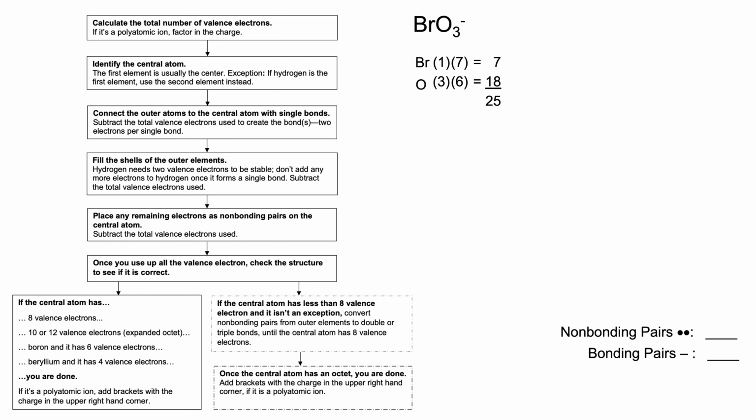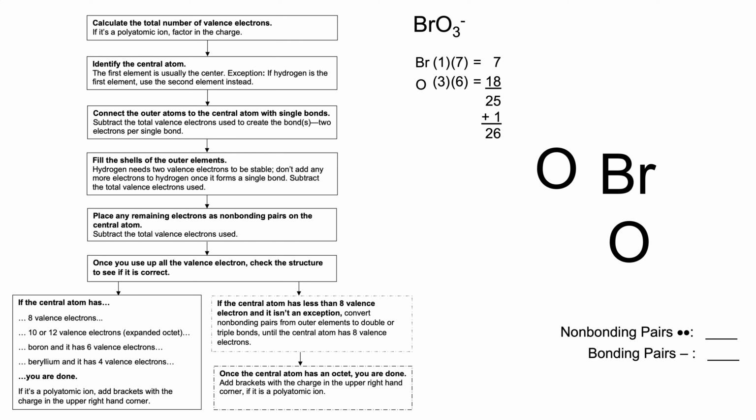Bromate is a polyatomic ion, so I have to factor in its charge to the inventory. I'm going to do the opposite of whatever the charge is. So since bromate's charge is -1, I'm going to add 1 to the inventory to give me a total of 26. Bromine is the central atom.